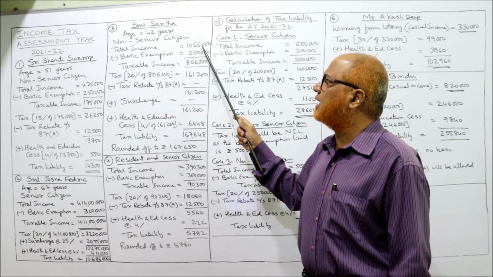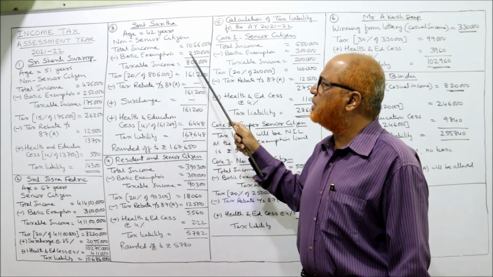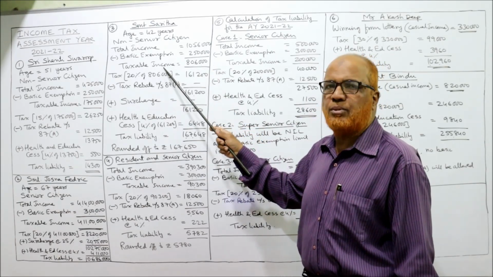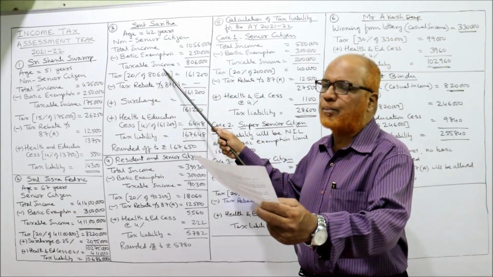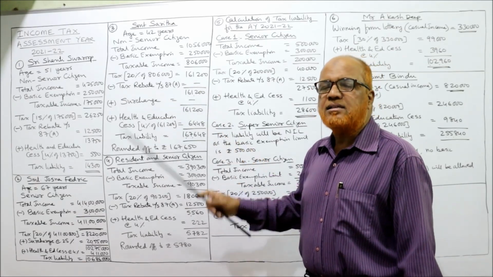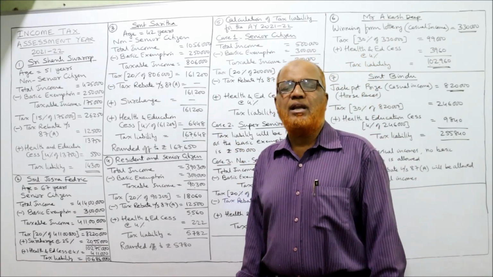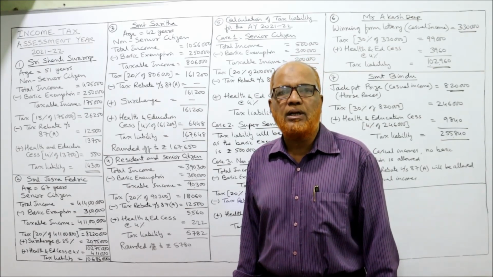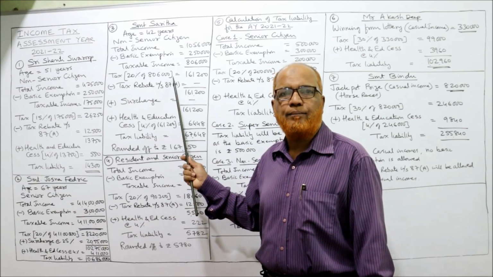So total income is given 10 lakh 56,000 minus basic exemption 2 lakh 50,000. Deduct it, 8 lakh 6,000 taxable income. Tax rate is given in the problem, 20%. It comes to 1 lakh 61,200. Tax rebate under section 87A will not be allowed because the total income is above 5 lakh.